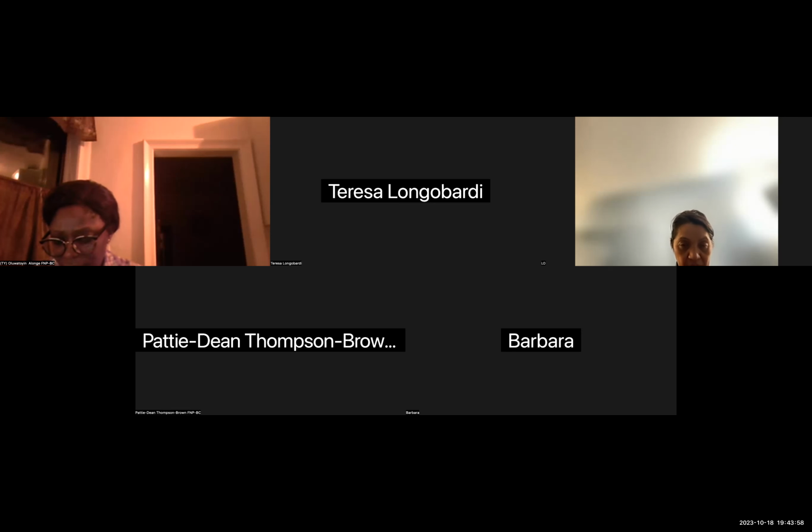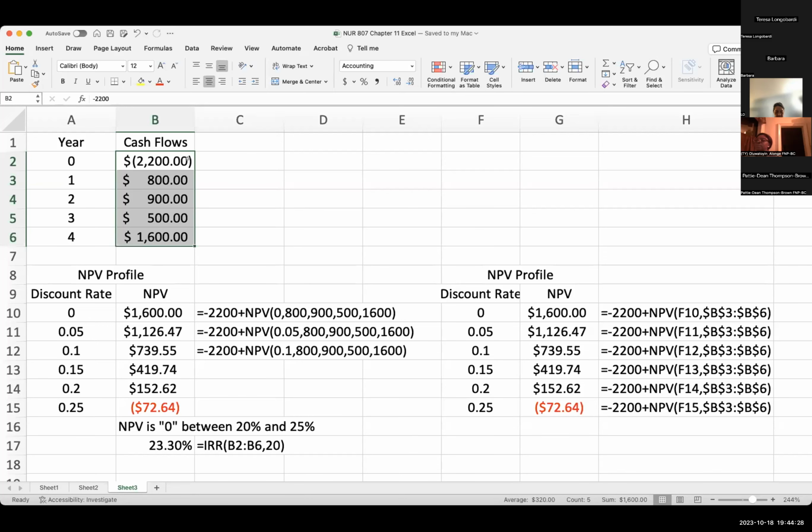Yeah, you have to include the initial cash flow as well, and it should be a negative. You didn't put a negative, that's your problem. It should be negative 2,200. That's the thing about computers, it's usually us. It's not the computer. So yeah, you have to make it a negative, and include all of these. Okay, I got it now.